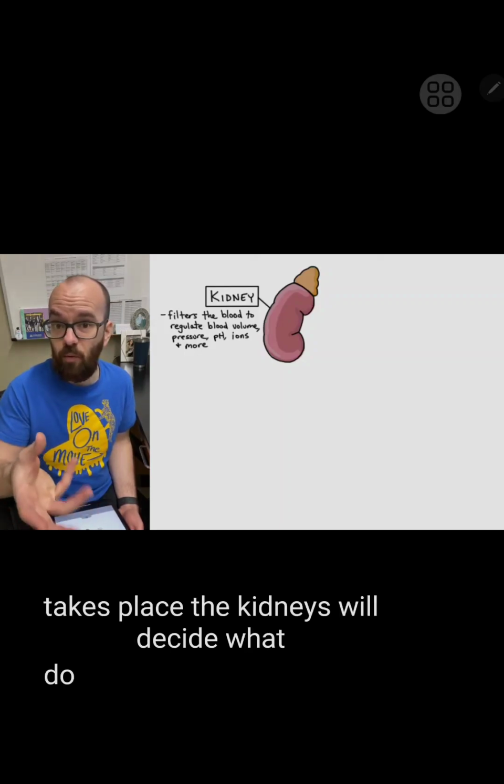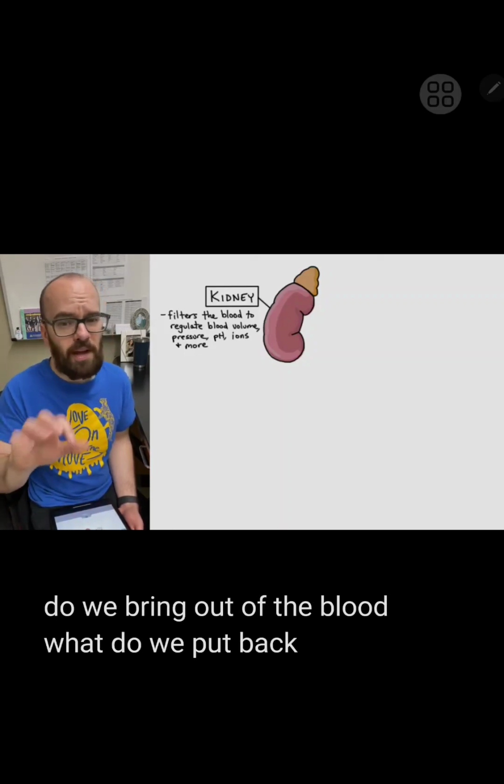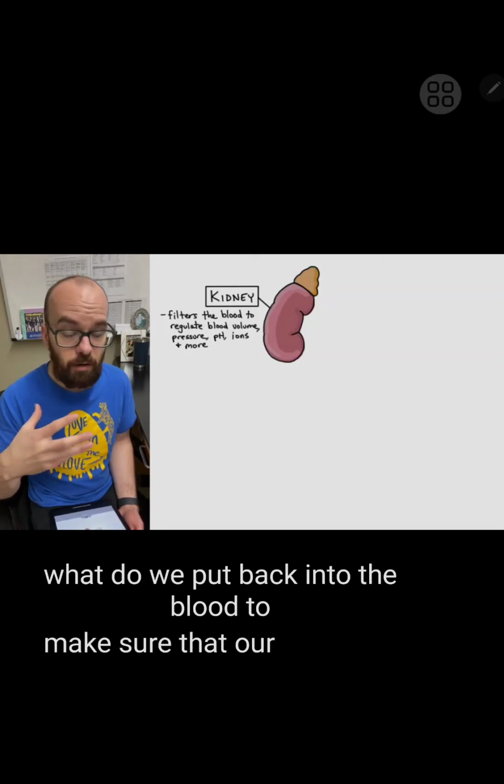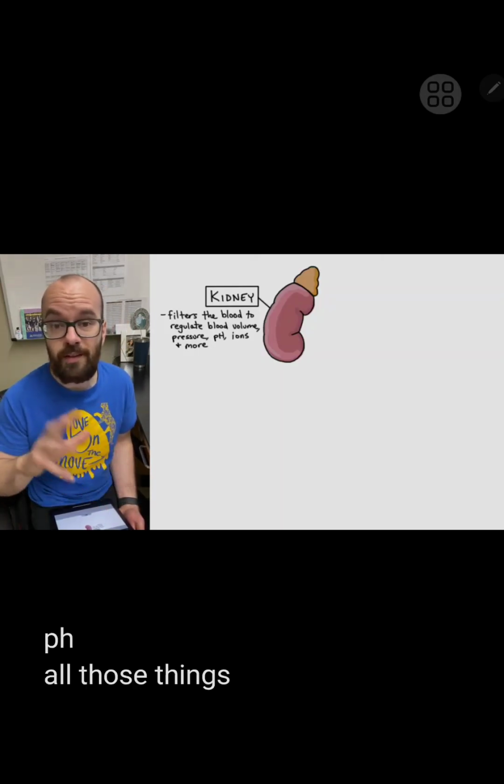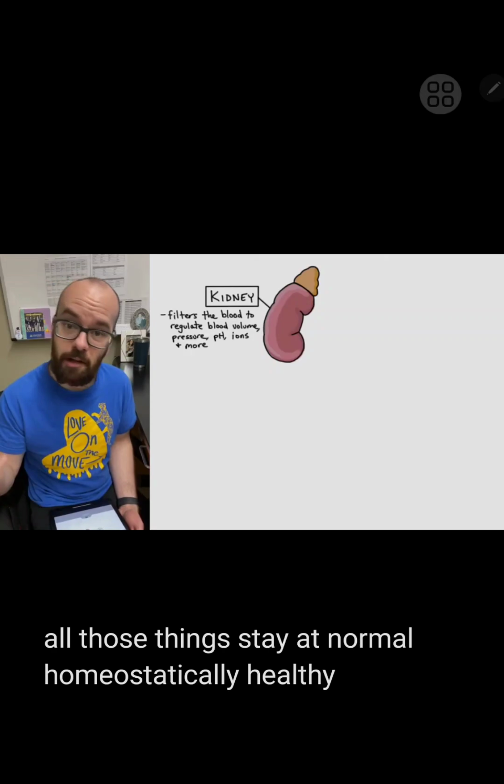The kidneys will decide what do we bring out of the blood, what do we put back into the blood to make sure that our blood pressure, volume, pH, all of those things stay at normal, homeostatically healthy levels.